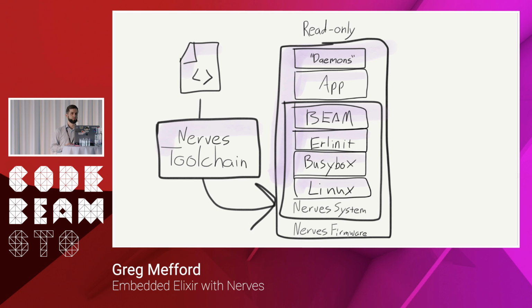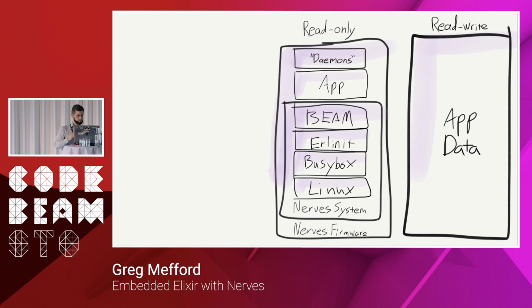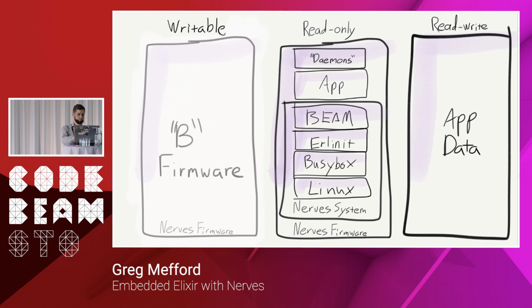There's also a thing called a Nerves toolchain. That's the process that cross-compiles your code so that it runs on ARM, for example, even though your laptop is running x86. And there's one of those for each system. We also have a read-write partition that you can write your application data to, since the main firmware is read-only to protect you against corruption. And then we have a writable B firmware slot that you can write an updated firmware to and then boot into it. And then you can make sure that it works before you decide that that's going to be the one you keep using.